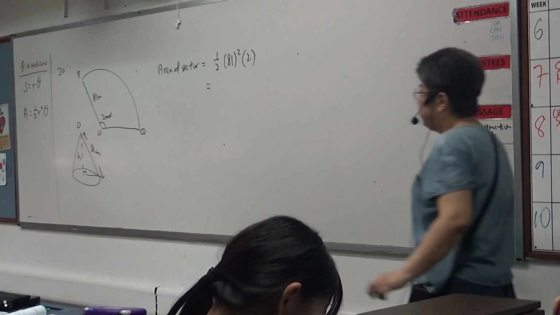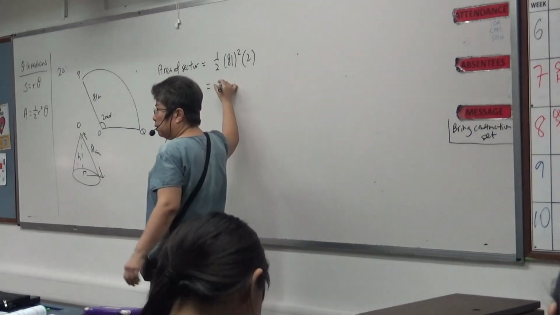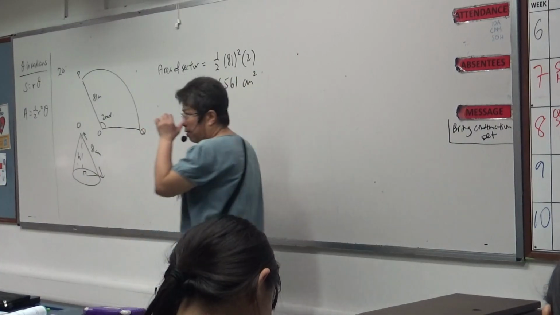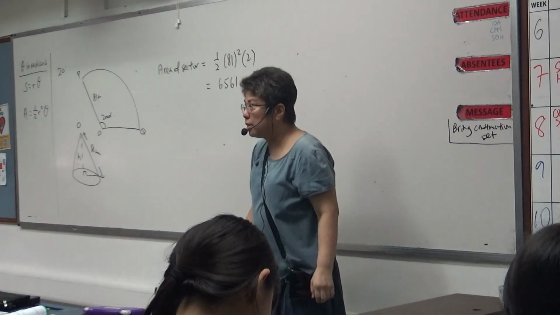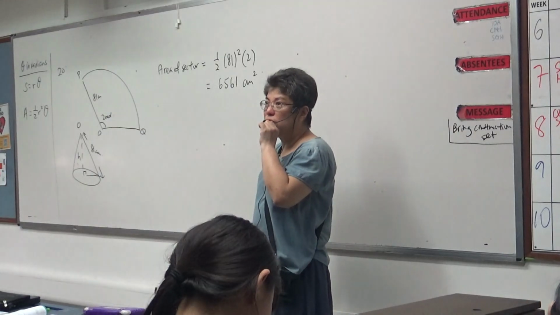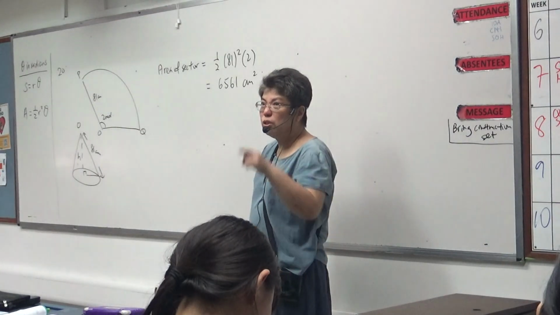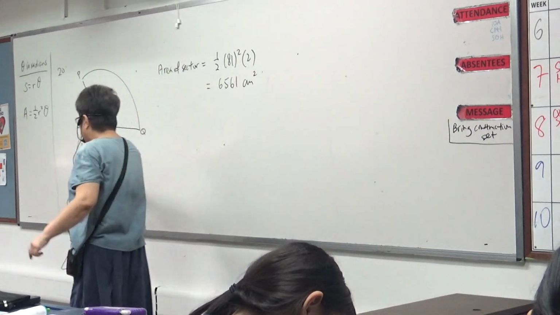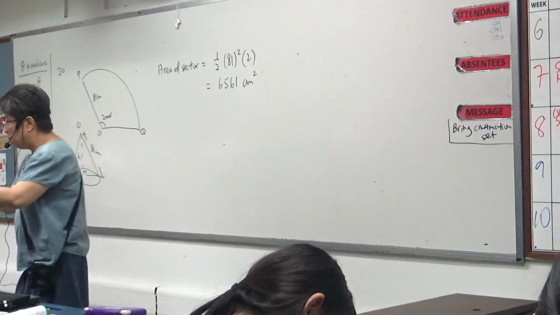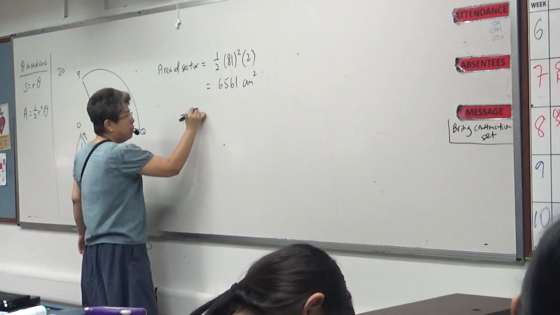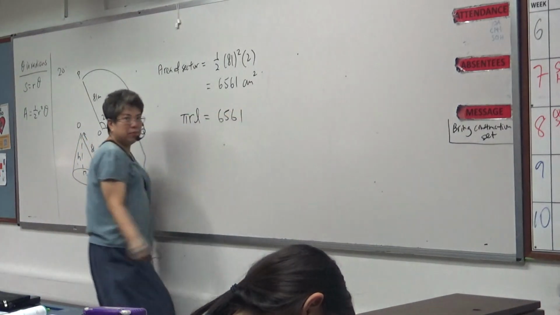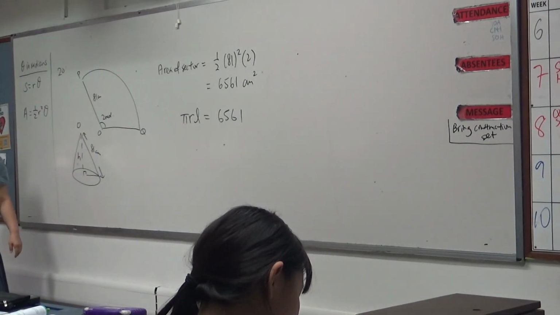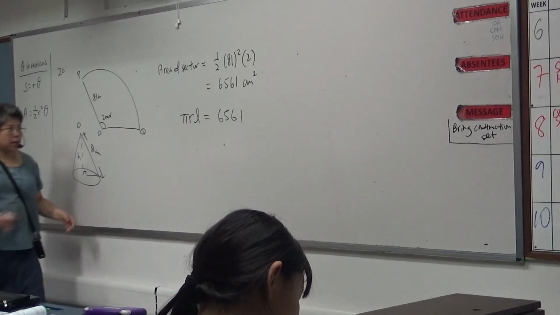How many cm squared? This is an exact answer. 6561 cm squared, right? Is this correct? I want everybody to keep your mouth shut. That means if it becomes this cone, it will only be the closed surface, right? So, pi rl will be 6561, right? Correct? Yes or no? Okay.